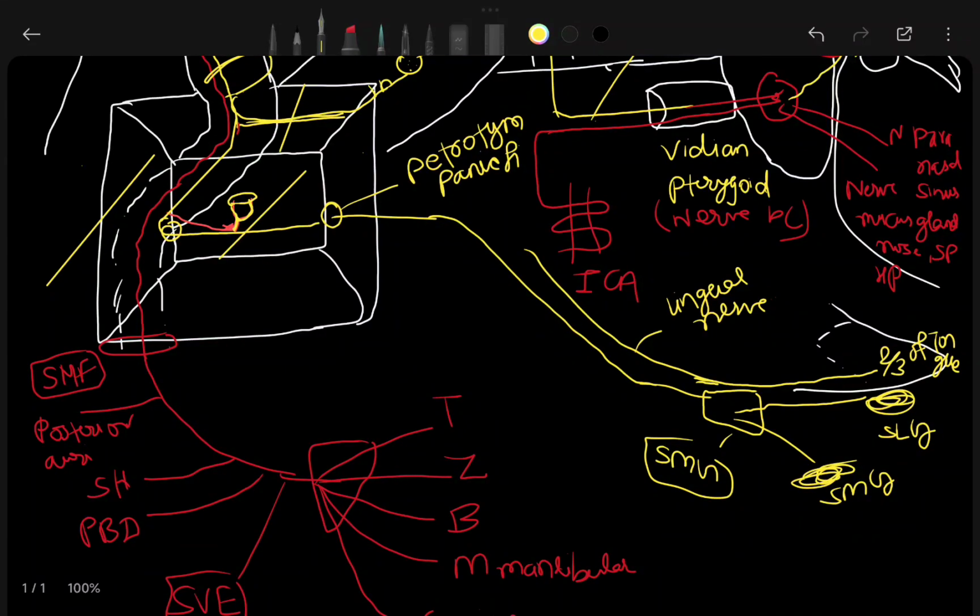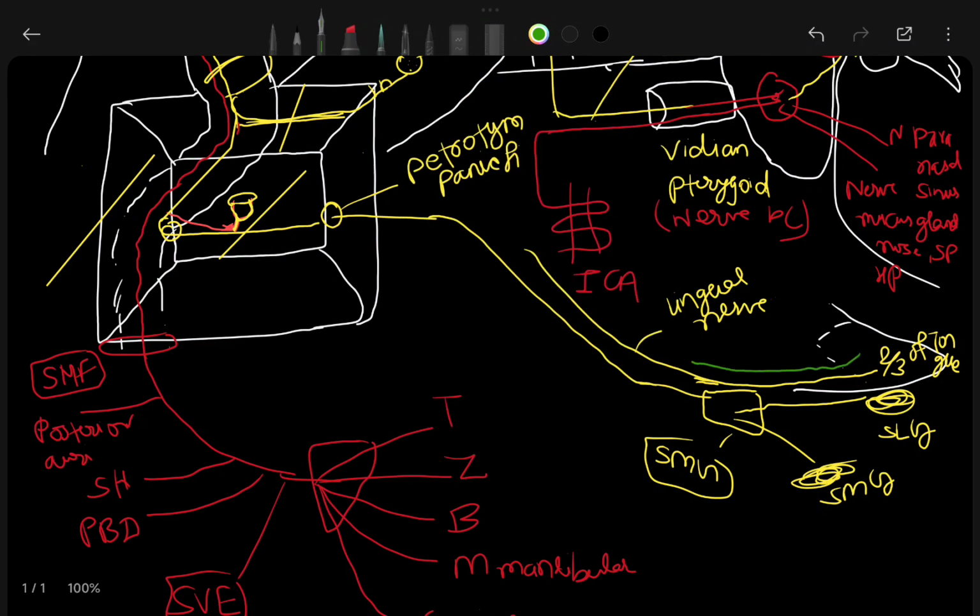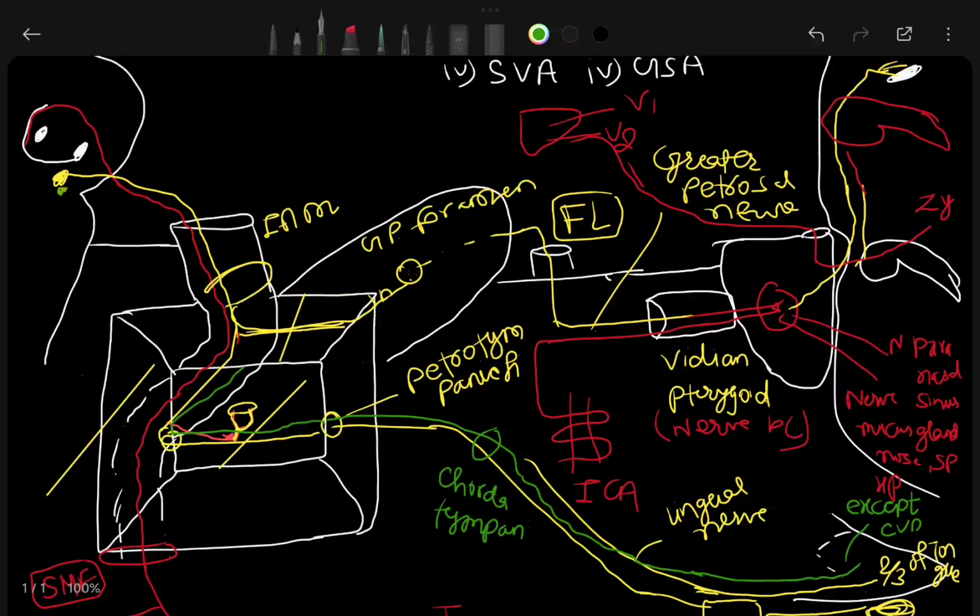And another, special visceral afferent fibers, carry taste sensation from the anterior two thirds of the tongue except circumvallate papillae. This nerve accompanies the lingual nerve and then comes up and enters the petrotympanic fissure along with this chorda tympani nerve. This is called chorda tympani. Then it enters the middle ear and again enters the facial canal through the posterior canaliculus, and then comes up in the facial canal and relays in the nucleus tractus solitarius.